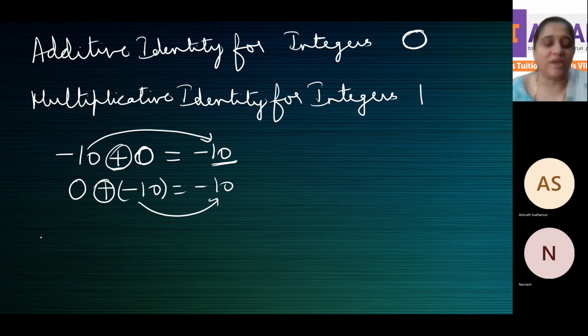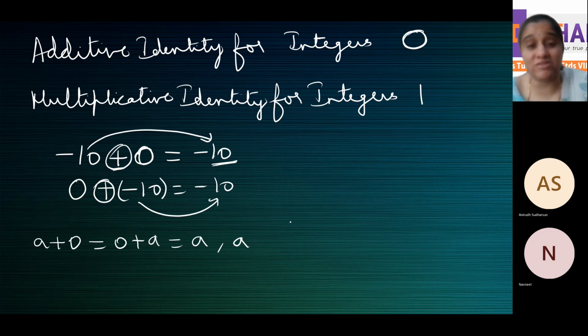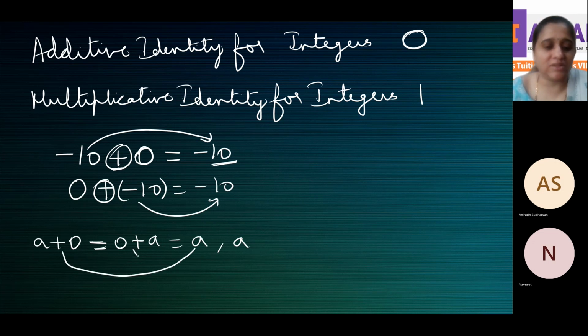So how do we write that? If a is an integer, a plus 0 is the same as 0 plus a is equal to a, where a is any integer. You must know to say this as well as write it. If you know to say, you can write it. If you're asked to explain the additive identity for integers, this is what you should write: a plus 0 is equal to 0 plus a is equal to a. Because for a plus 0 you get a as the answer, and 0 plus a also gives a. And where a is any integer.